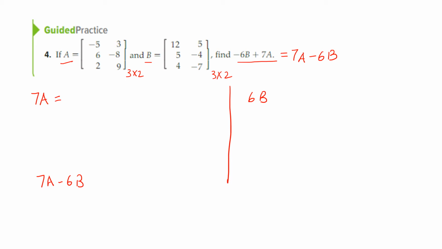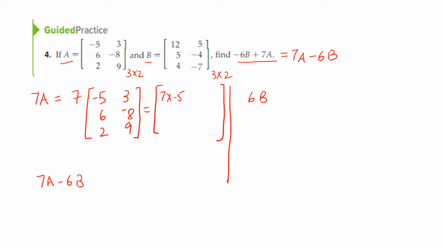So let's calculate the scalar multiple 7 times A. So 7 times, let's write the same matrix, minus 5, 6, 2, 3, minus 8, 9. So the rule of scalar multiplication says that each element in this matrix would be multiplied with this scalar. So 7 times minus 5, 7 times 6, 7 times 2, that's your first new column. Then 7 times 3, 7 times negative 8, and 7 times 9. So now you may just write the final thing.